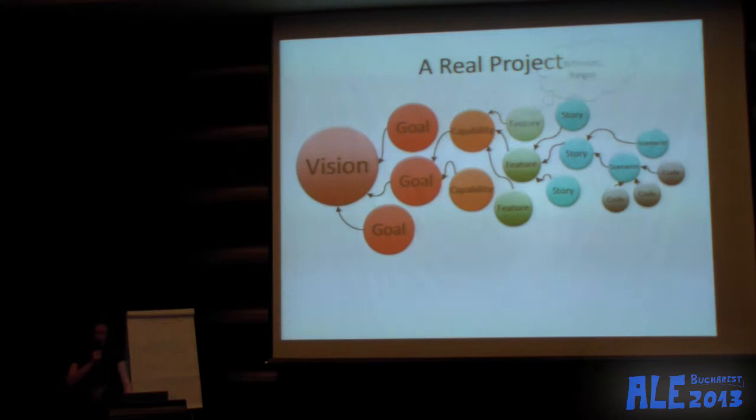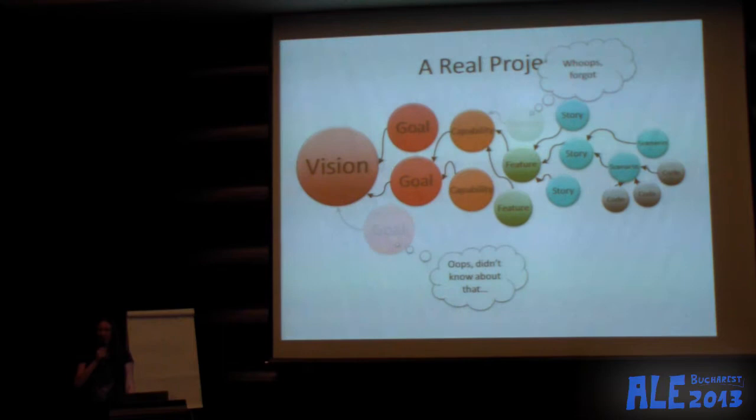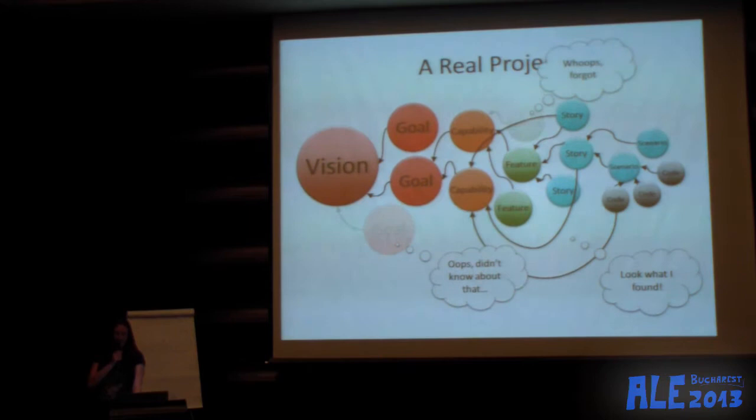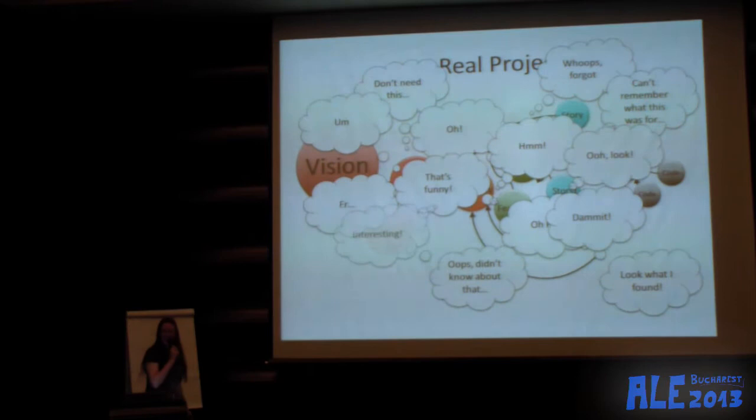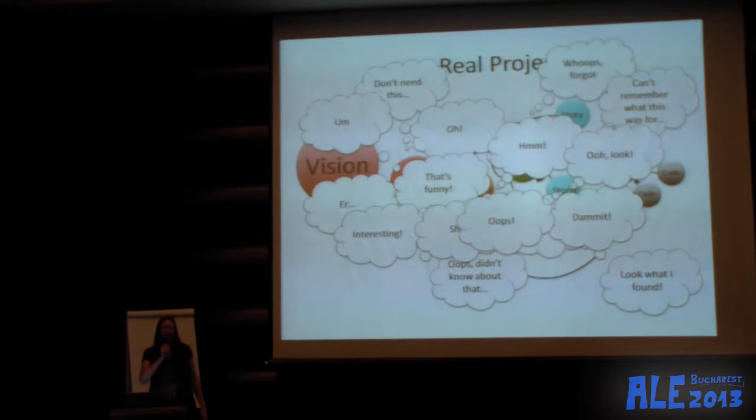We forgot a bit. And we didn't know about that bit. And it turns out that these guys are all connected. And we found something out, and we realized we didn't need that bit. We can't remember what that bit's for. And it turns out that as we go on, this is what a real project looks like. It's what Dan North calls these oh crap moments. This is what a project really looks like. All these times we discover something, and the reason we discover things is because we're doing things which are new, which we haven't done before.